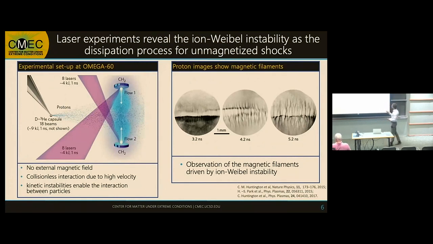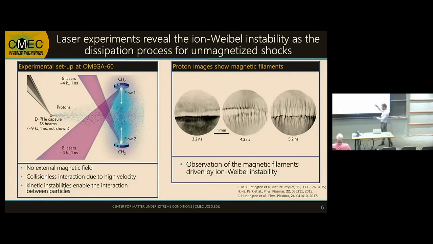The first one was performed at the Omega Laser Facility. They were interested in what kind of dissipation mechanism was involved in unmagnetized shocks. By unmagnetized, I mean that there was no external magnetic field applied. On the left side, you have the setup of the experiment. The principle is very basic.